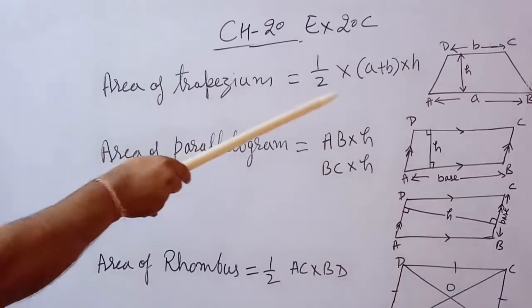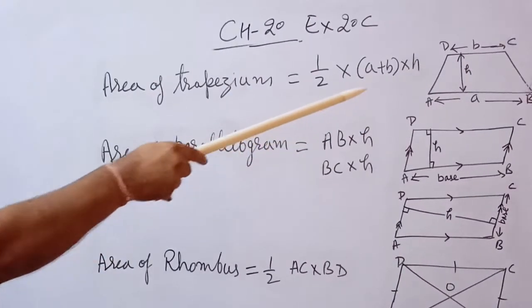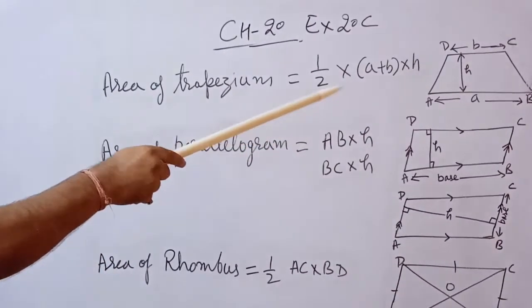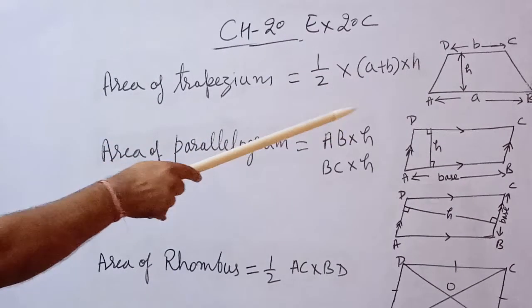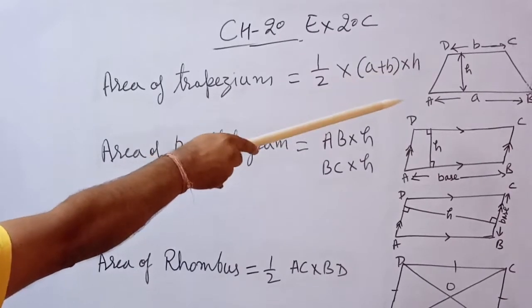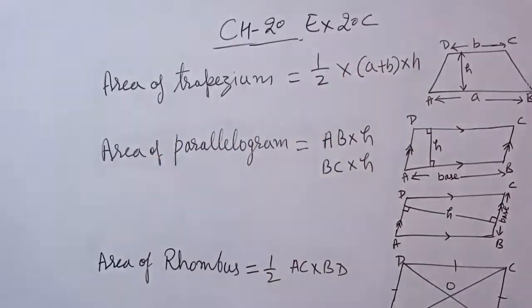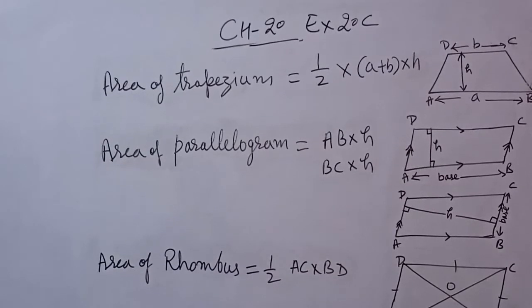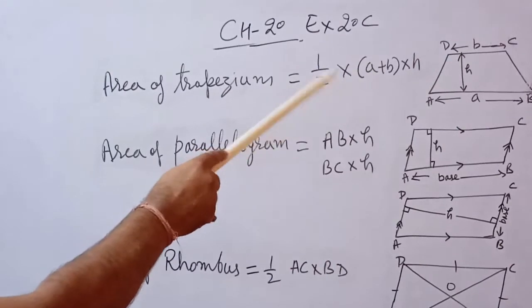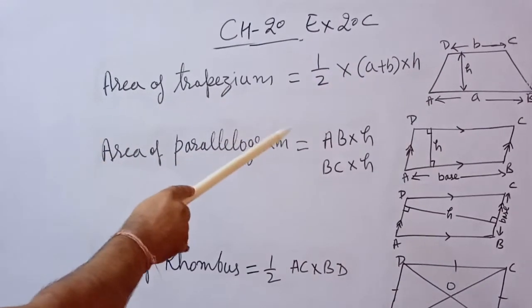That is 1 upon 2. Just see the trapezium here. What is a trapezium? A trapezium is a four-sided closed figure in which two sides are parallel. You can see these two sides are parallel. AB and CD are parallel to each other, and the other two sides AD and CB are non-parallel sides. So how to find the area of this closed figure known as trapezium?